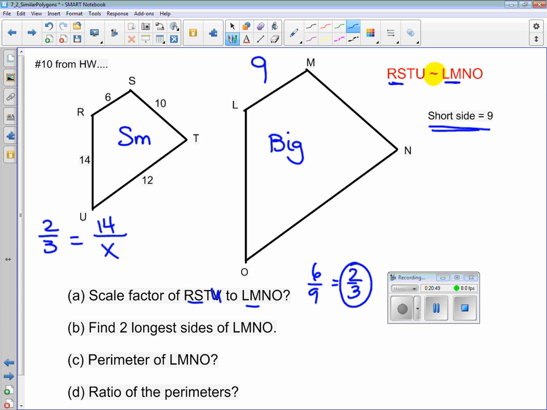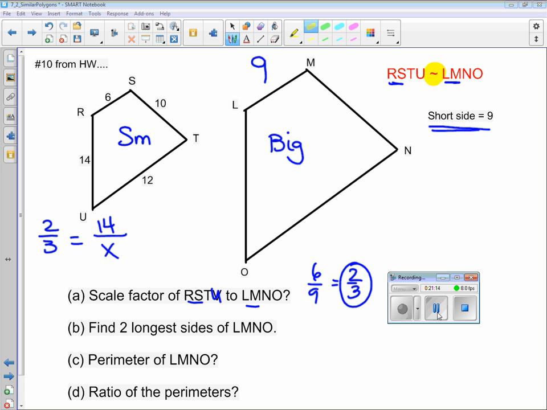So how did we solve the proportions in our homework? Cross multiply. 14 times 3 equals 2 times x. Or 2 times what is 14? 3 times the same number. Either way. So I'm going to pause the recording for a second. I want you to go ahead and solve this proportion, and then I want you to write a second proportion to find the second largest side as well.